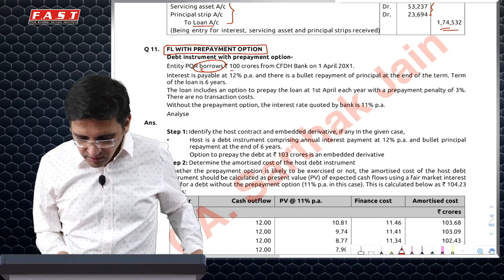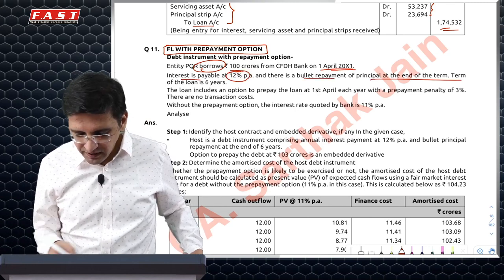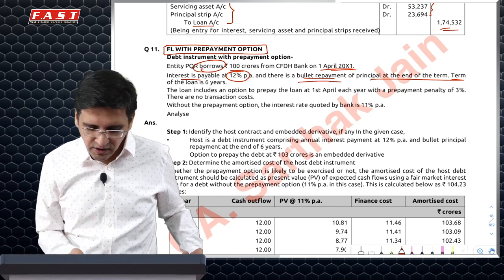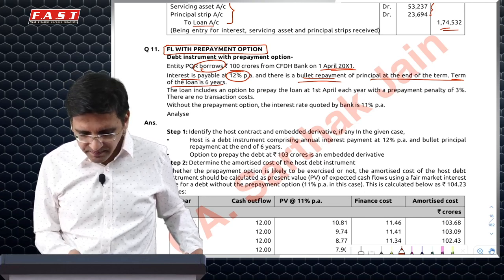So I have borrowed 100 crores on 1st April 2001 at 12% interest, and it has to be repaid at the end of the term with a bullet repayment, one shot repayment of principal. Interest obviously is payable every year. If the question is silent, that's what we assume. 6 years is the term.